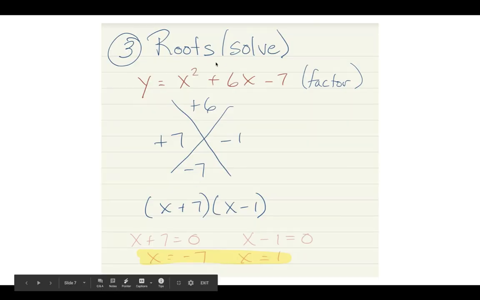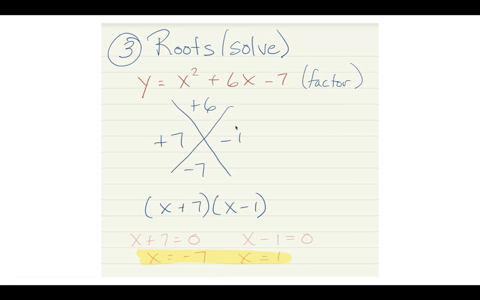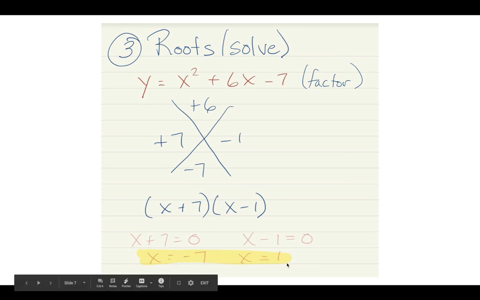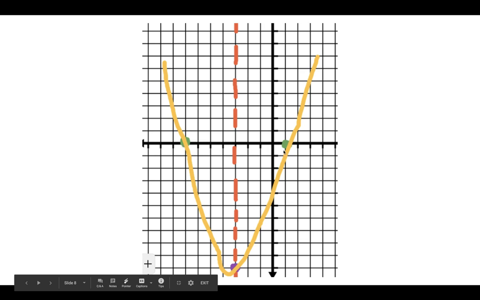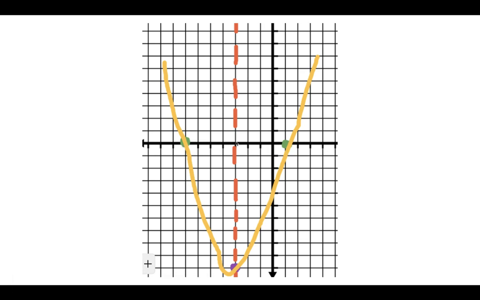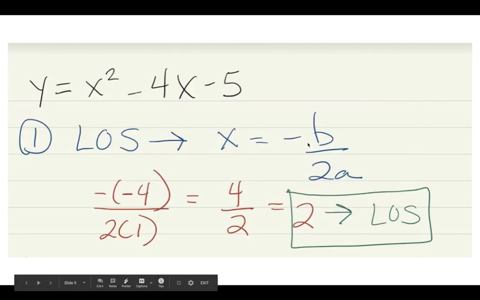Finally, the third step is just simply solving all that stuff we've been practicing. I need two numbers that add to 6, multiply to -7, solve, and I get roots or x-intercepts of -7 and 1. I place those with the two green dots. Notice they are equal distance from the line of symmetry, graphing my parabola there.